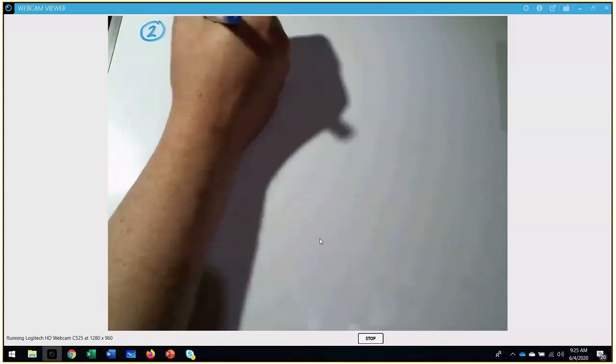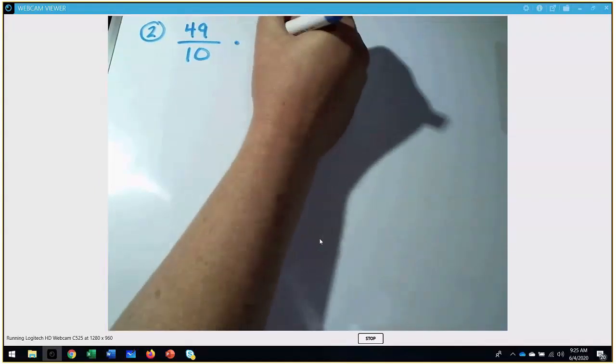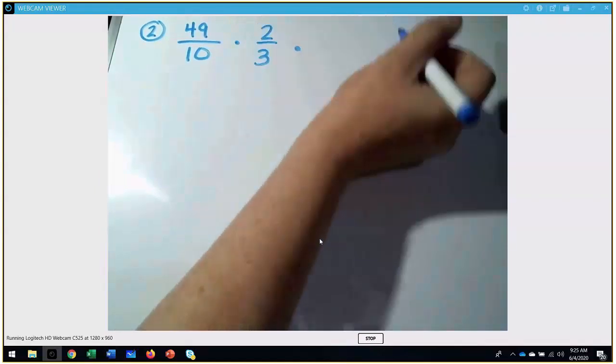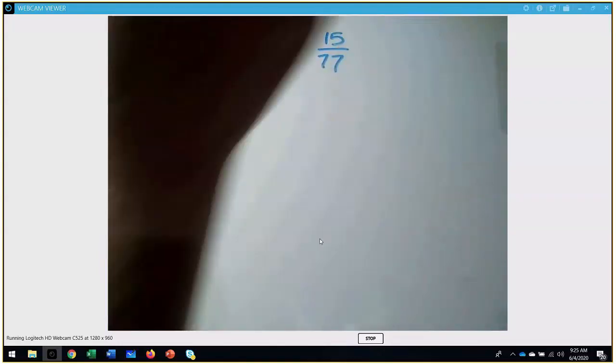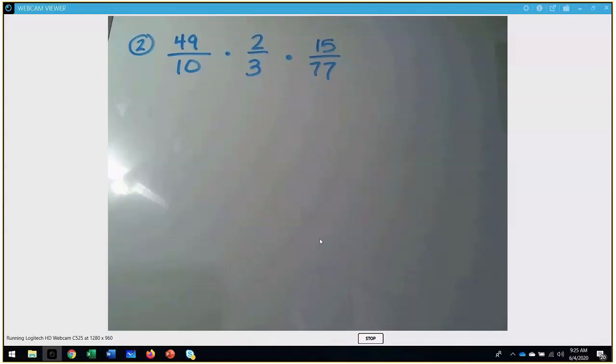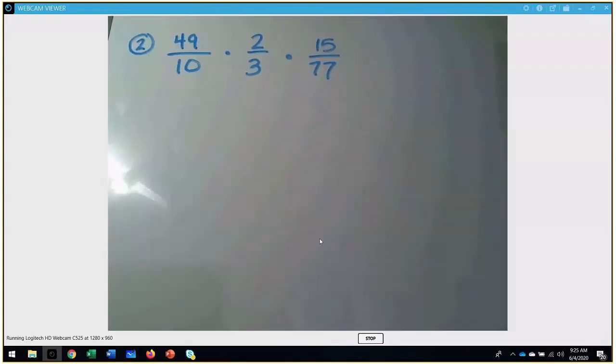All right, so here's another one. It's 49 over 10 times 2 over 3 times 15 over 77. If I take this straight across, I'm going to have humongous numbers to deal with. So what I'm going to try to do instead is do a little bit of simplifying and then see what happens when I take it straight across.